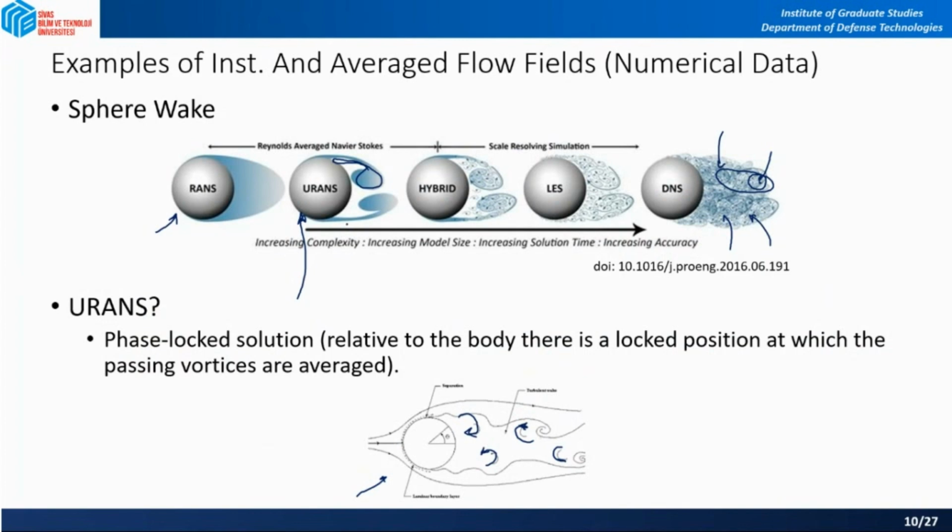So can we say that RANS is normal average, URANS is ensemble average? Yeah, exactly. RANS is time averaged, URANS is ensemble averaged.